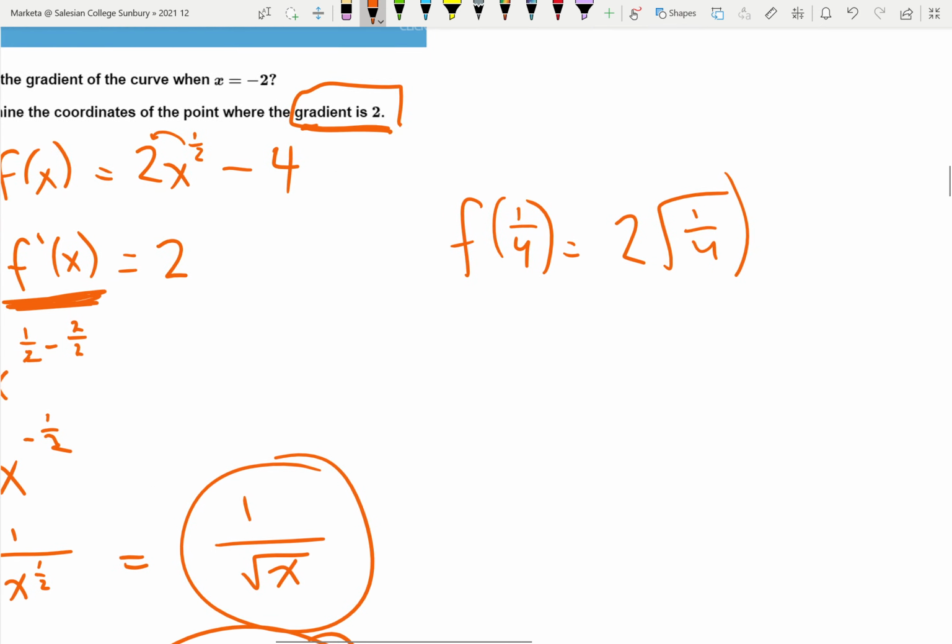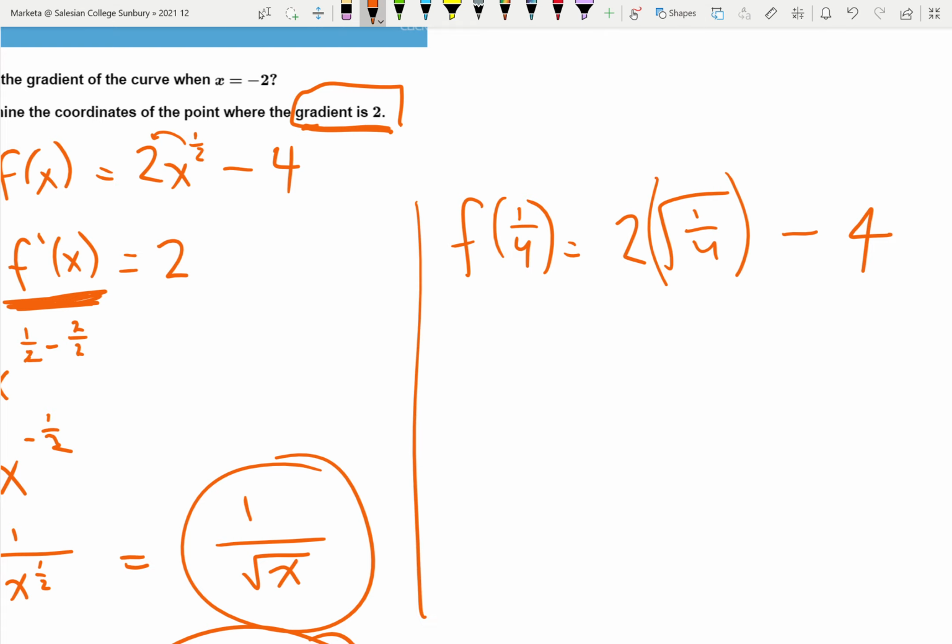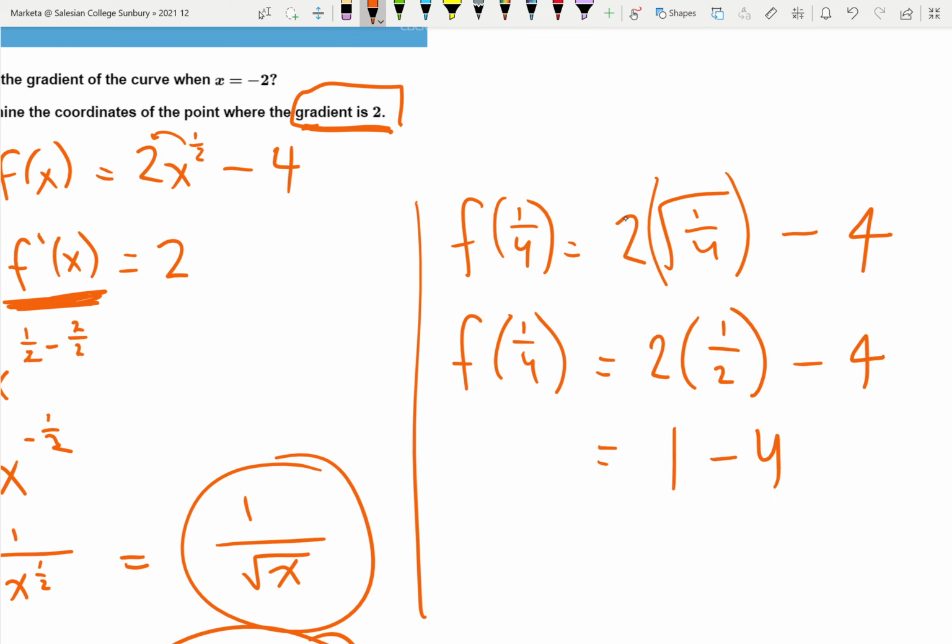minus 4. And in this case, it's better to use the square root rather than the power of half. So you have to be sort of on the ball what to use when. It's not always appropriate to use powers in fractions. It's not always appropriate to use the roots. So f of 1/4 equals 2 times root 1/4, so that's going to be 2 times half minus 4. 2 times half is 1 minus 4 equals 3, or -3 I should say.